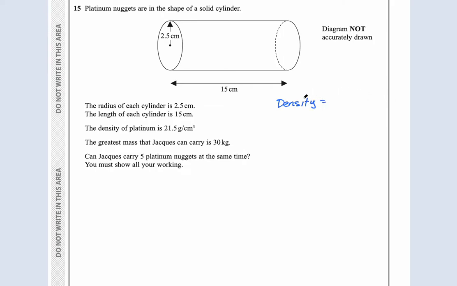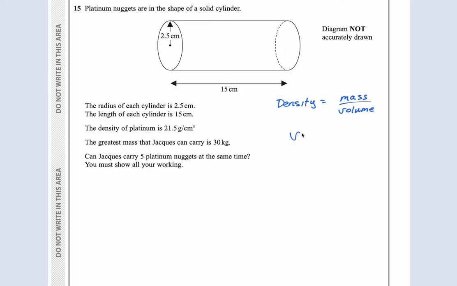One nice way to remember the density formula is that if they give you the density, it says the density is 21.5 grams per centimeter cubed. Grams is a measure of mass, so it's mass per, so it's over, centimeters cubed, which is a measure of volume. So that is the density formula.